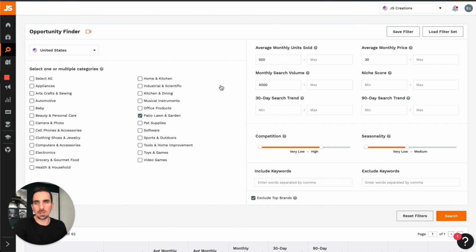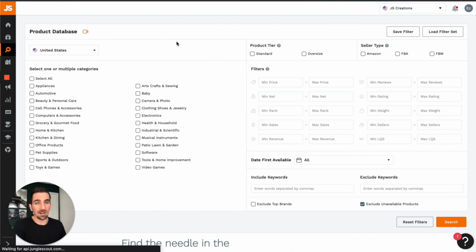Now, you will notice that the product database within Jungle Scout is set up extremely similarly to Opportunity Finder. They're both databases of a sort, but as I mentioned, this one's going to give me specific product results. The left-hand side is exactly the same as what we were just looking at, so again, I'm going to check that patio, lawn, and garden box. Now on the right hand side, the filters are a little bit different.